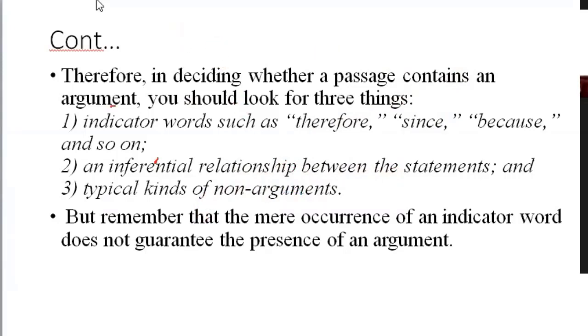The third is the typical kinds or examples of non-argumentative passages. If the passage matches the typical examples of non-argumentative passages, we can easily label them as non-argumentative. But remember that the mere occurrence of an indicator does not guarantee the presence of an argument. We have said there must be logical reasoning, a reasoning process, an inferential link between the two claims, the factual claim and the inferential claim.